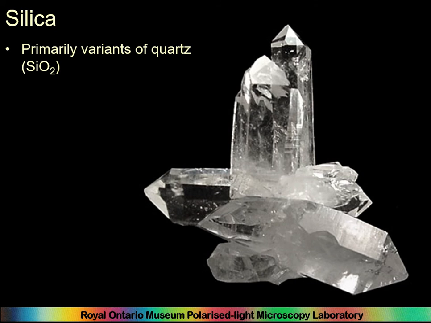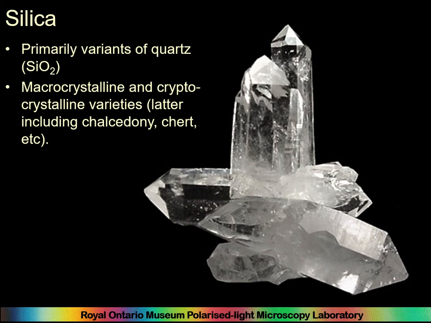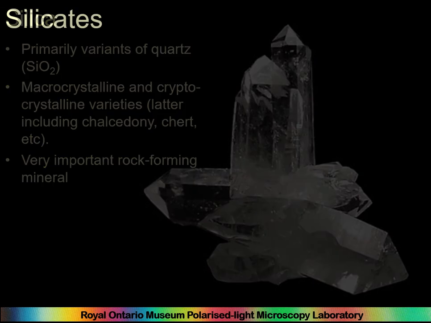So primary variants of quartz. And you get macrocrystalline and cryptocrystalline varieties. This is the macrocrystalline. The cryptocrystalline will include chalcedony and chert and flint, things like that. And this is a very important rock forming mineral, and we see it everywhere.